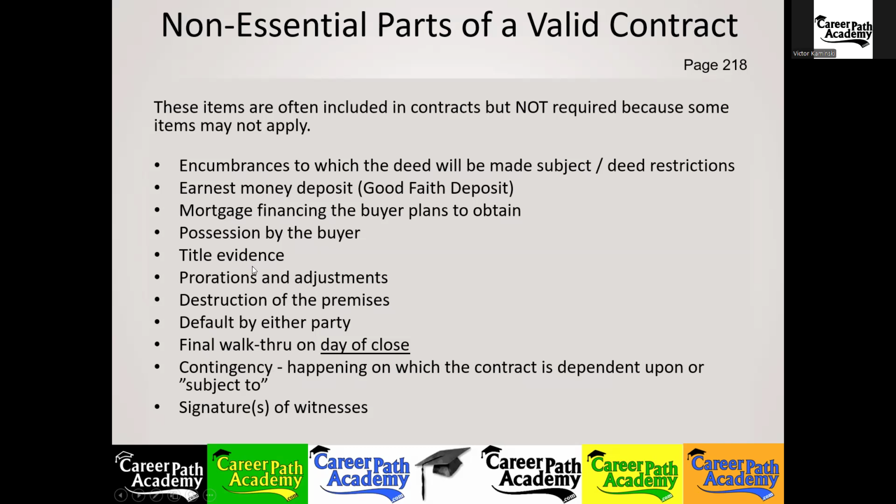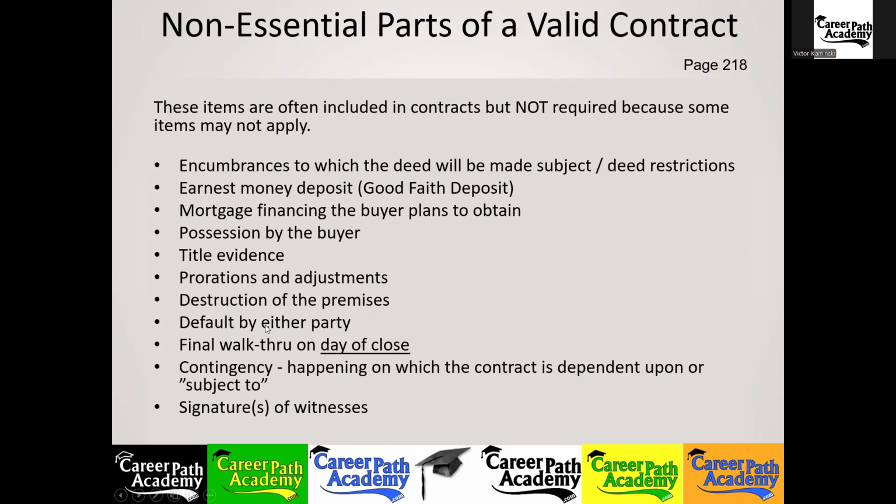Any title evidence, prorations and adjustments. Well, those are final figure adjustments that the closing agent does. They don't put that in a contract. Destruction of the premises. In the event there is a destruction of the premises, what happens during the contract? We have these things written out and spelled out in our contracts, but it's not essential for the contract to be valid to have those in it.